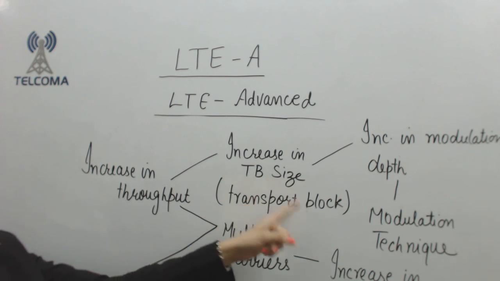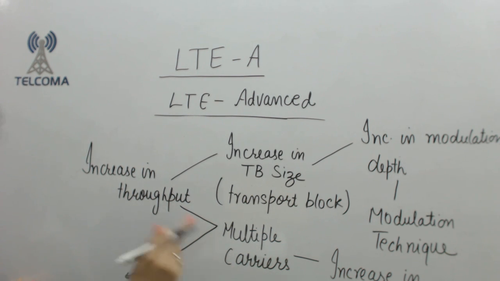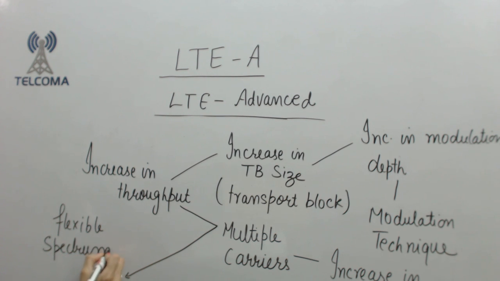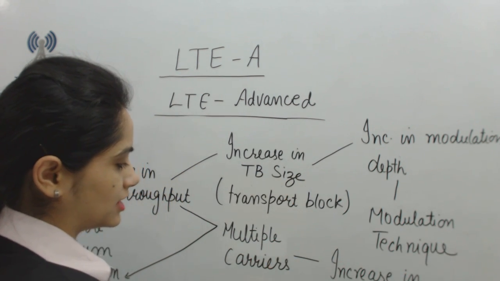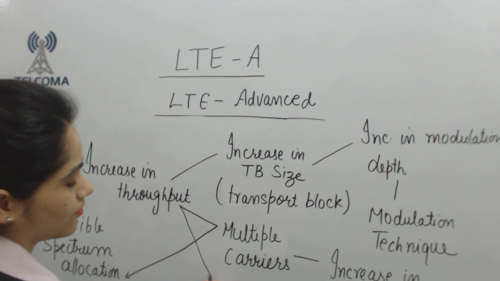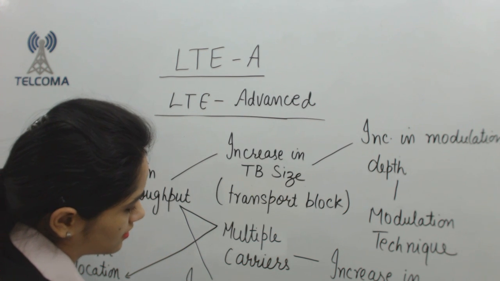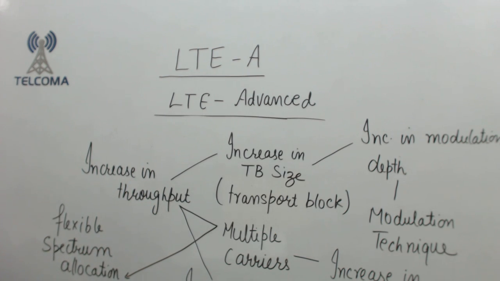So for transport block size, we require multiple carriers in the system. To have multiple carriers in the system, we require flexible spectrum allocation. So increased throughput is dependent on the TB size, with modulation, and we require bandwidth with multiple carriers. So there should be flexible spectrum allocation. And we require an increase in MIMO, multiple input and multiple output.